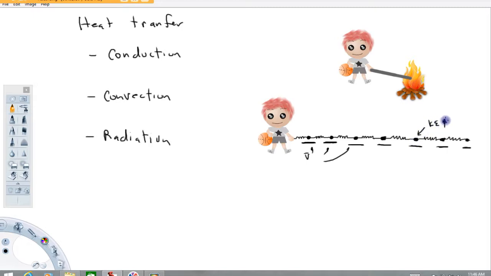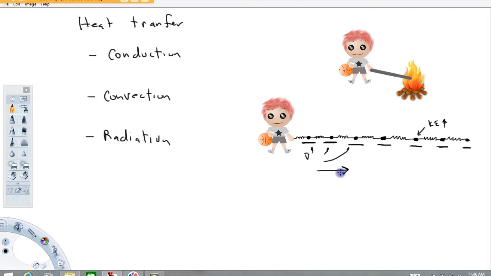Now remember that temperature is a measure of molecular kinetic energy. So if I were to describe this in terms of temperature, the temperature of the system is starting to increase as we move from left to right. So we have an energy transfer in this direction.